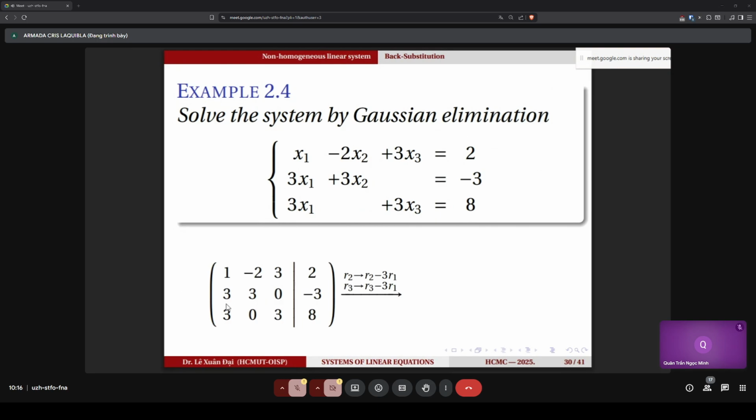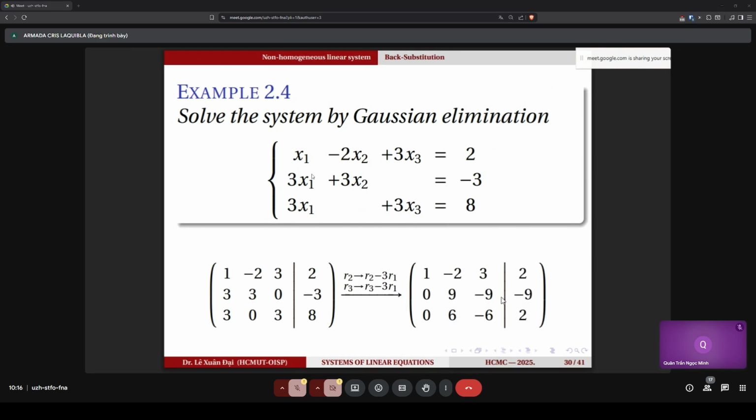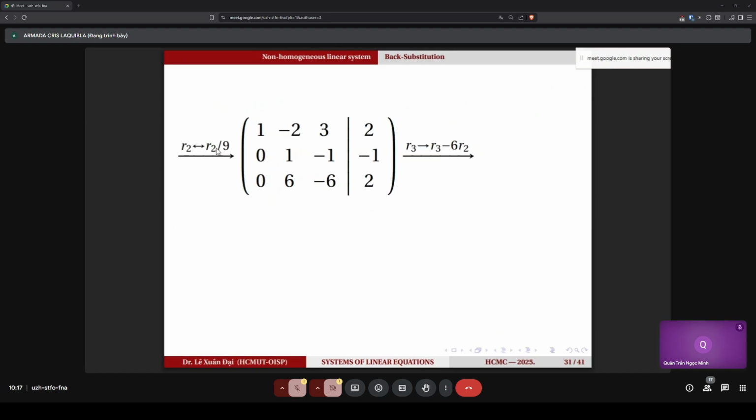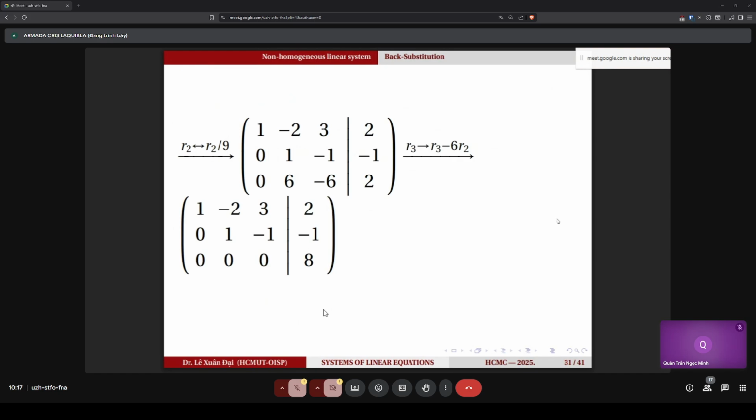And after that, make these two threes here be zero. So that is why we have this. Next, we make this one here. To make this one, it's nice if you multiply this by 1 over 9. That's it. R2 divided by 9, or 1 over 9 times R2, gives us that one. Then make this 0 here. So apply negative 6 times your row 2 plus your R3 to have your new R3.